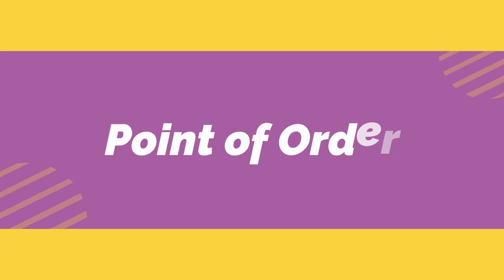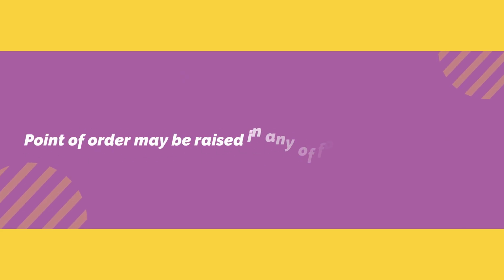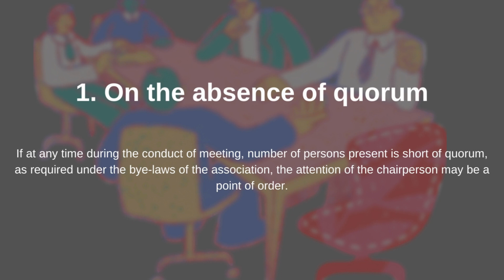Then we come to the point of order. A point of order is an interruption to draw the chairperson's attention to any irregularity of procedure or some other point. It can be raised by any member at any moment during a meeting, when they feel something is contrary to the general rules and procedures relating to the conduct of the meeting. Now, when do you think these points of order are raised? Obviously, on the absence of the quorum. So, if at any time during the conduct of the meeting, the meeting is short of the persons' presence, as required by the bylaws of the association, then the attention of the chairperson may be drawn by a point of order.